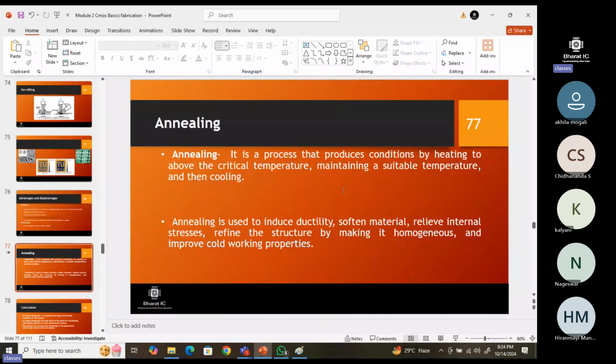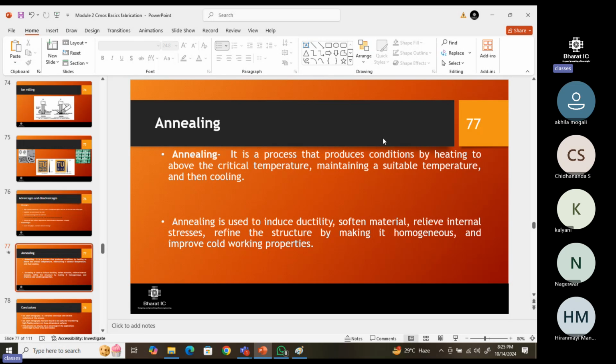After this ion beam lithography or the lithography is done, an annealing process has to be done for each and every step. Either you create N-well, or polygate, or metals, or any layer you create, you have to do this process again and again. This process repeats for each and every layer. So annealing is a process that produces conditions by heating to above critical temperature, maintaining a suitable temperature and then cooling. This is the definition of annealing, and it has been explained in much more detail in the other slides.